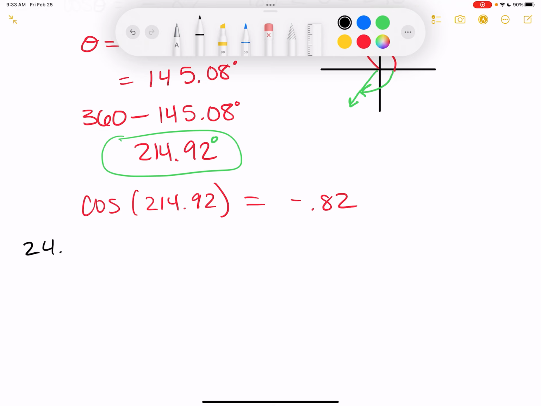Straight out answers. All right, so then 24, tangent of theta is equal to negative 5.3. This one is 90 degrees less than theta less than 180.